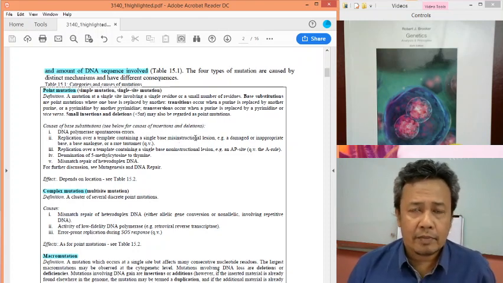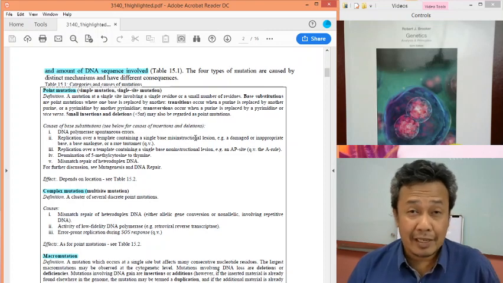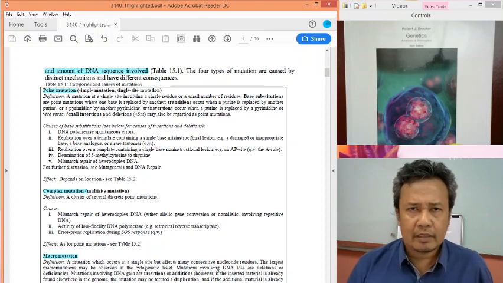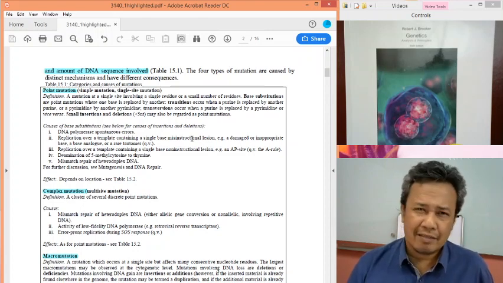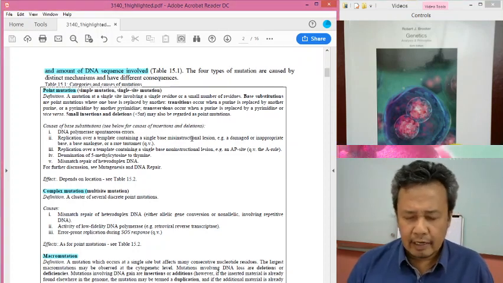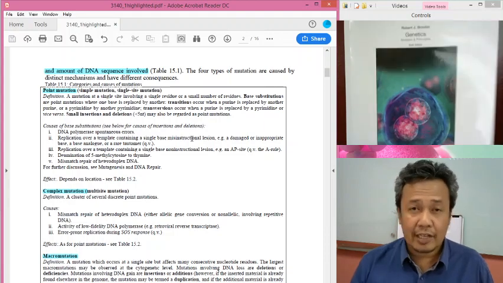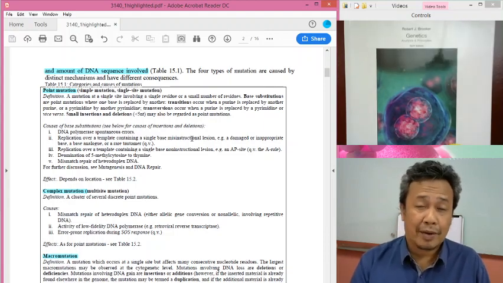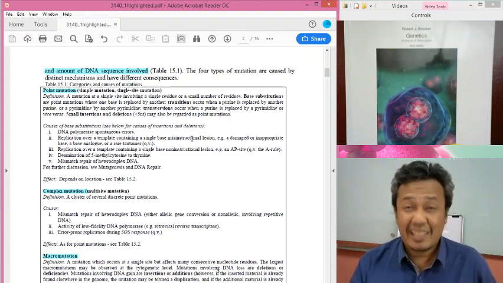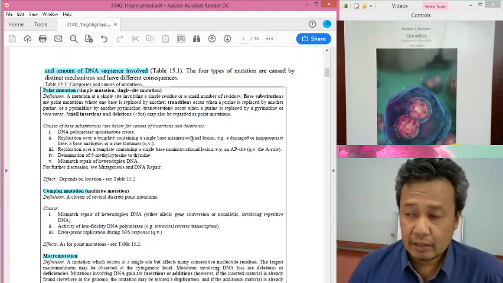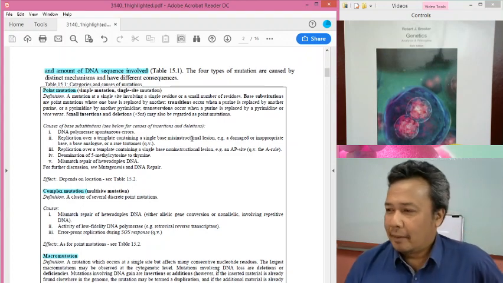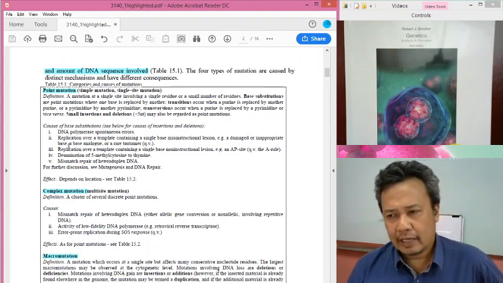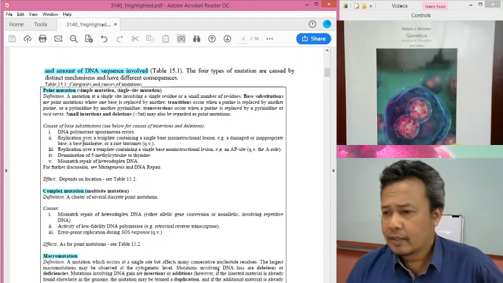Again, as I always mention, do not get intimidated by terms. Misinstructional lesion. A lesion means a damage. Misinstruction means it gives the wrong information. For example, remember the G, it can change the property of a G to bind with a T, for example. So that is an example of a misinstructional lesion. So a damaged or inappropriate base can cause point mutations.